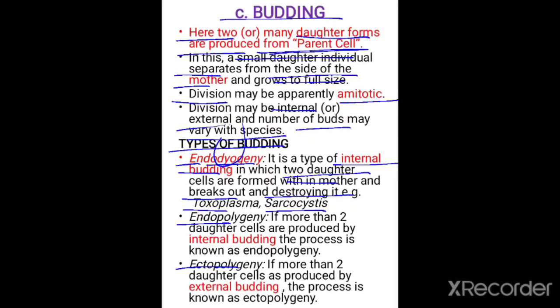Now let us come to endopolygeny. Poly means more than two. If more than two daughter cells are produced by internal budding, the process is known as endopolygeny. Now let us come to ectopolygeny. If more than two daughter cells are produced by external budding, the process is known as ectopolygeny. If this is the parent cell and it divides to produce daughter cells externally, such type of budding is called ectopolygeny.